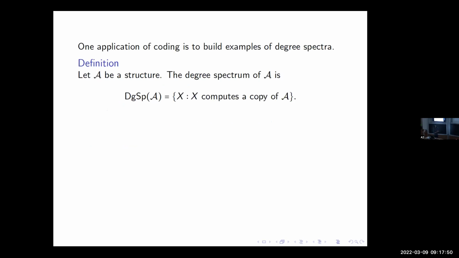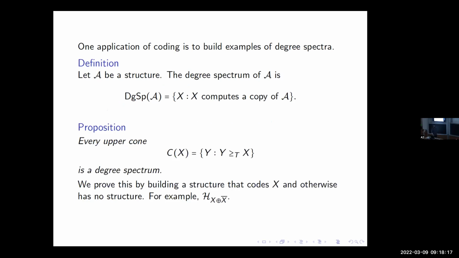Now, why do we care about coding in general? This is going to be a running theme also, that it's a good way to think about degree spectra. And if you think about how we ever build examples of degree spectra, it's really by doing some kind of coding. So if you remember, we've seen this a couple times, this definition, that the degree spectrum of a structure is all of the sets that can compute a copy of that structure. So coding a set, what does that get you in terms of degree spectrum? Well, it basically gets you the upper cones. And then what you do is you pick a structure that minimally codes X, right? It codes X, but it doesn't do anything else.